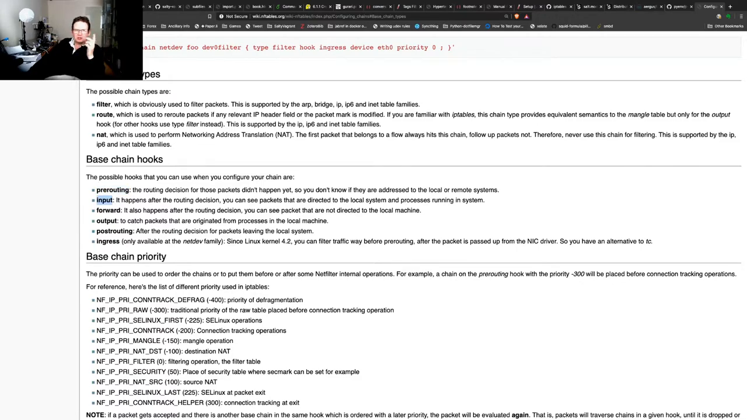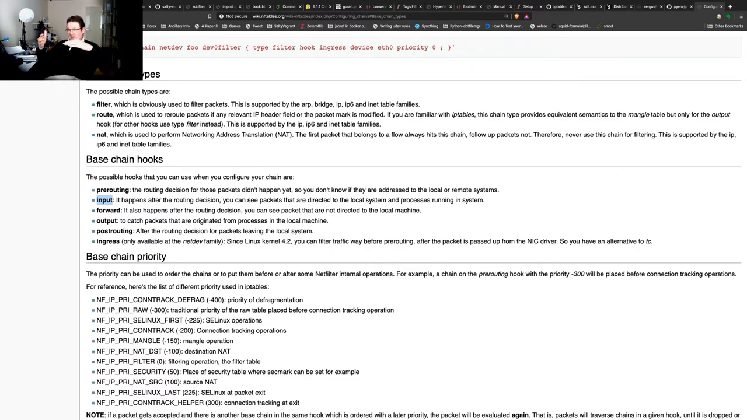Right, input. At this point, the routing decision has been made. So you've run through the set of routing rules that say if the IP address matches this condition, then it should go to this local machine, or it can go to an interface to be forwarded on to a gateway or to another machine. So we could put a hook in there, and this is a very common hook to use, as we'll see in a moment, for your firewall. Now, why not use pre-routing for your firewall? Well, the answer is, at the input stage, we know that the packet is intended for this machine, and if you're putting up a firewall to protect this machine, then it stands to reason that the input hook is a good place to connect into.